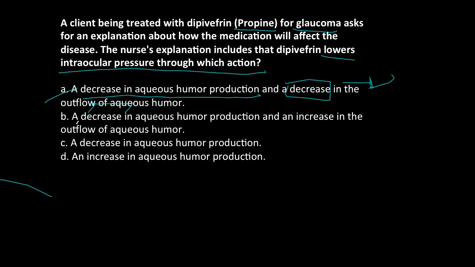A decrease in aqueous humor production and an increase in the outflow of aqueous humor. So we want to decrease the amount of fluid that is being created, and we want to speed up how fast it's being put out. Well, that sounds good. So I'll put a check next to that.